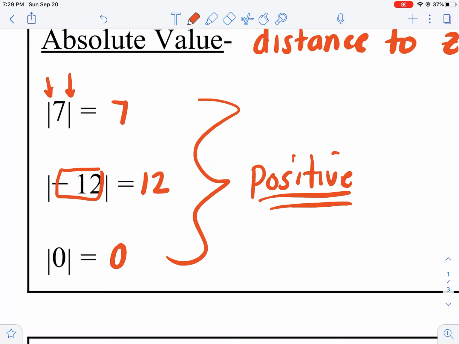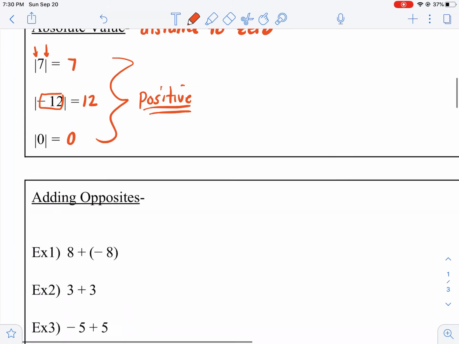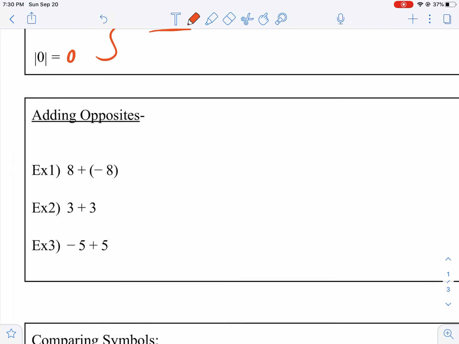I didn't run -3 miles. Even if you ran it backwards, you wouldn't have run negative miles. You have always run a positive distance. Okay? The next thing is adding opposites.